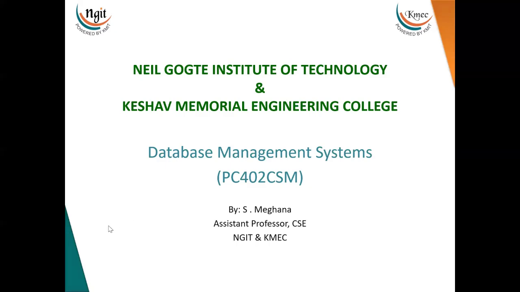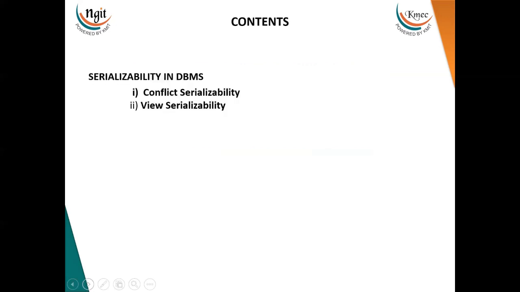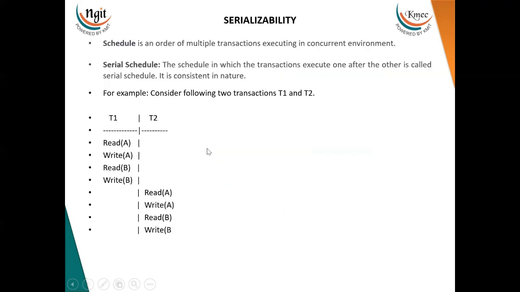Hello all, in today's lecture, we are going to discuss an important topic in database management system. It is serializability. And in serializability, we are going to learn conflict serializability and view serializability. Firstly, what is serializability? A schedule is an order of multiple transactions executing in concurrent environment.